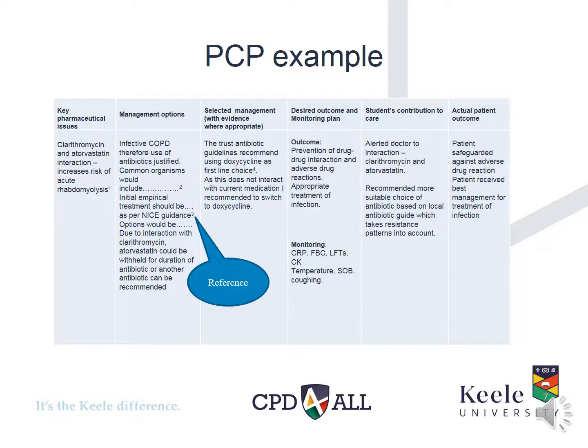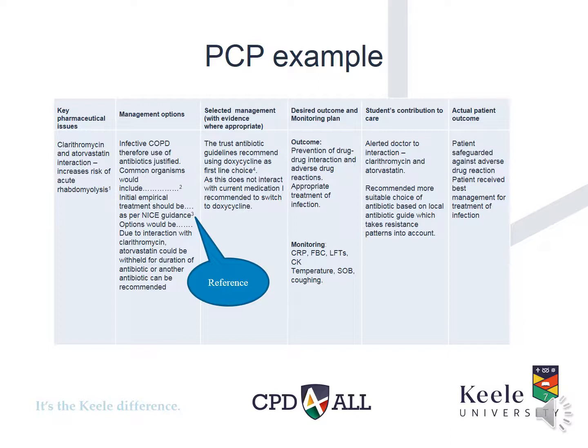The selected management option then is stating why they're going to choose this particular option for this particular patient, and this has also been referenced. The desired outcome is the prevention of the interaction, but also thinking further outside the box, the desired outcome is appropriate treatment of the infection. The monitoring gives the blood work and clinical indicators that we want to be looking at. Here you could also put in how often you would expect these to be monitored.